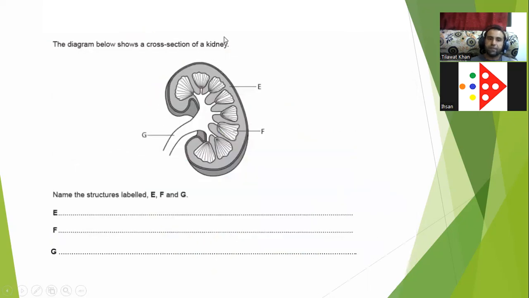Now, could you please tell me what is E? The diagram shows a cross section of a kidney. Name the structures labeled E, F, and G. So could you please tell me what is E?